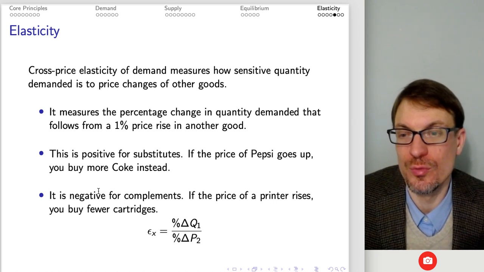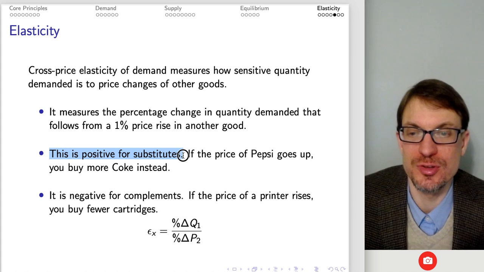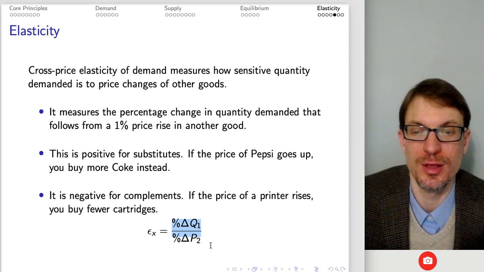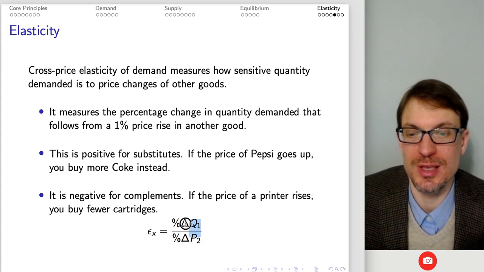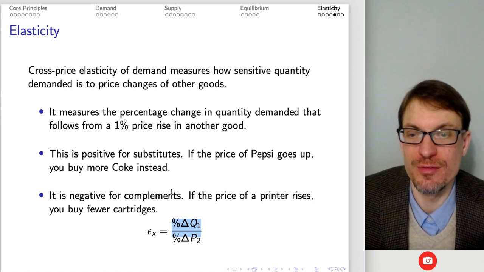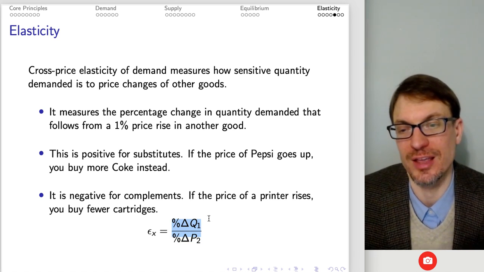Okay, so we'd get cross-price elasticity of demand positive for substitutes because they're moving in the same direction. We get a rise in the price of good 2, and we get a rise in the quantity of good 1. Higher price for Pepsi, higher quantity of Coke, right? Because you buy Coke instead. Negative for complements. The price of a printer rises, you buy fewer cartridges. Price of printer rises, I buy fewer cartridges, so this is negative.